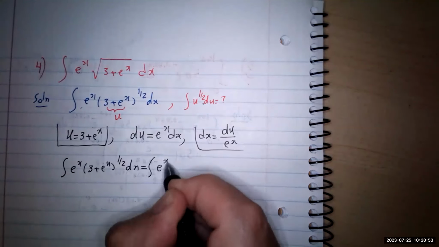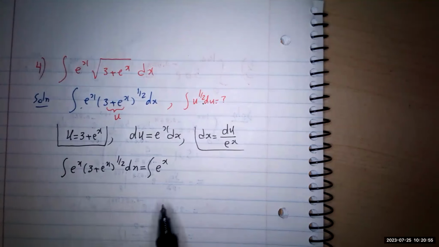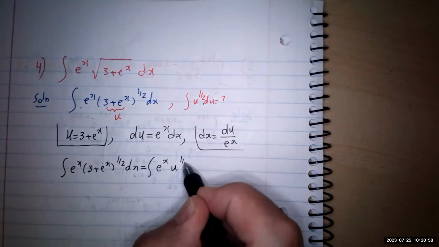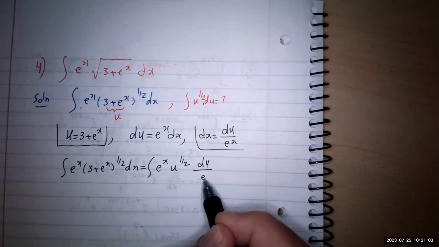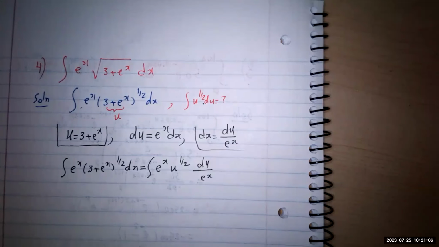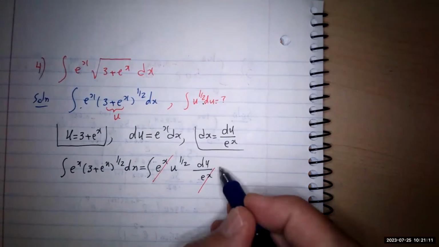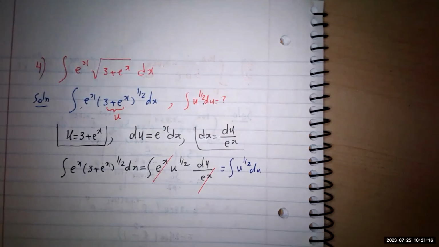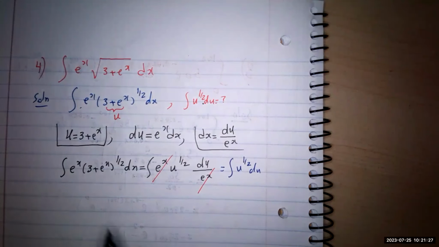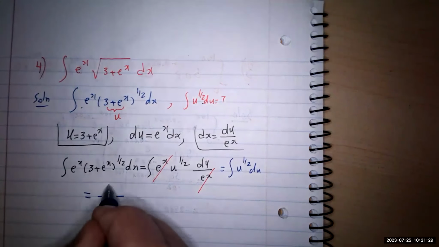So e to the x is just e to the x. 3 plus e to the x is u to the 1/2. And the dx is simply du over e to the x. Now e to the x and e to the x cancel out. And you get the target, u to the 1/2 du. Okay, so don't be afraid when they give you the expressions with e to the x and then inside the radical. No. Now you know it.